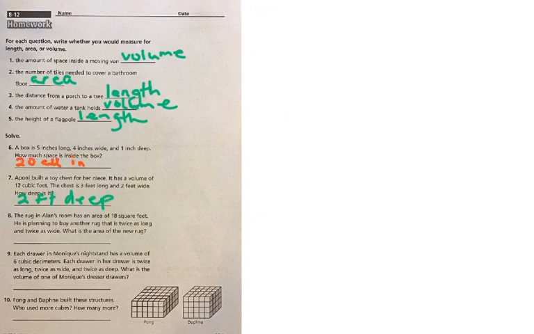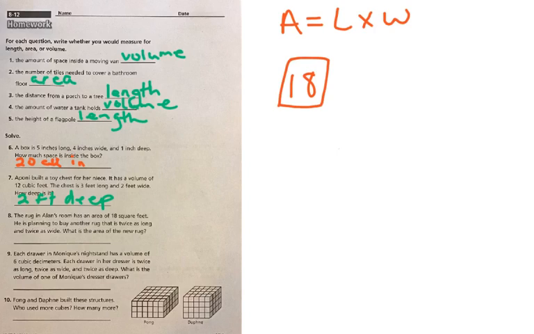For number 8, the rug in Alan's room has an area of 18 square feet. He is planning to buy another rug that is twice as long and twice as wide. What is the area of the new rug? I like to start this off by remembering that I have an equation for area, and remember that area is equal to length times width, because it's a two-dimensional object. Area is two-dimensional. So once I have that formula, I know that I have the area already, and the area is 18 square feet. And so I have the area, but I don't have those two sides. So how am I going to know how to double them?